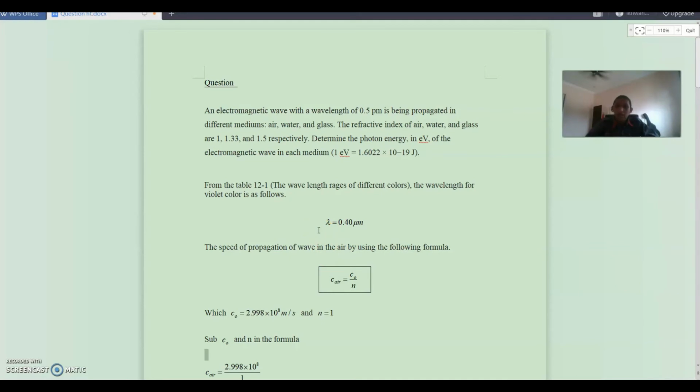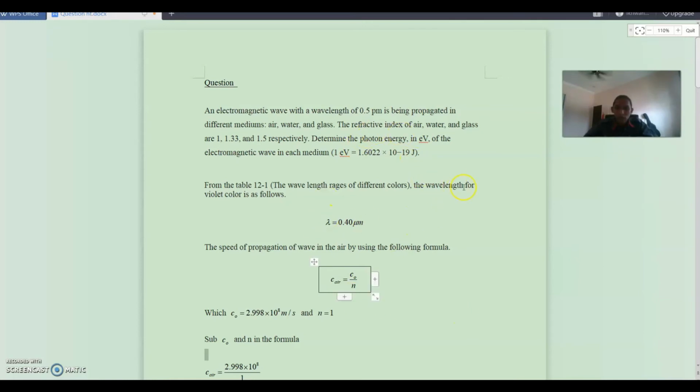Trigonometry, BDA30603. So I will explain the questions. Given the question, an electromagnetic wave with a wavelength 0.5 is being propagated in different media, which are three: air, water and glass. The refractive indices are given: 1 for the air, 1.33 for the water and 1.5 for the glass.